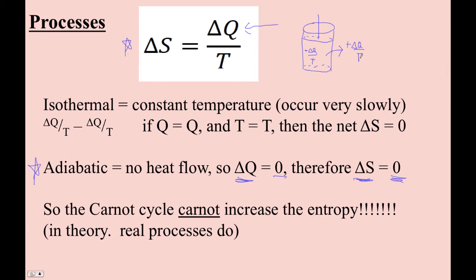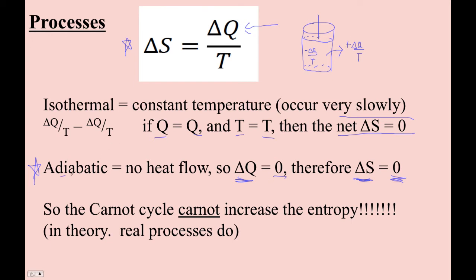But the temperatures will be the same, the heat will be the same, and so they will cancel each other out. So for an isothermal process, since Q and Q are the same, and since it's isothermal, T will be the same. If those are equal and T is equal, then the net change in entropy is zero. So, in short, if you want to compress a gas isothermally, it has to be a process that takes an infinite amount of time. As the time it takes approaches infinity, it will approach isothermal. So it's not a real process.